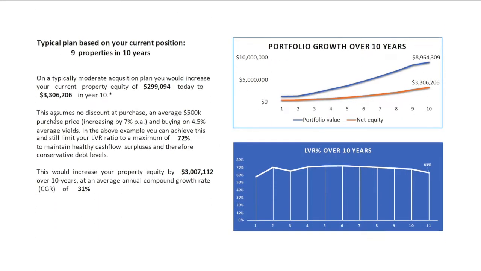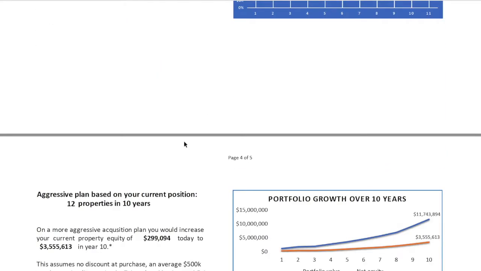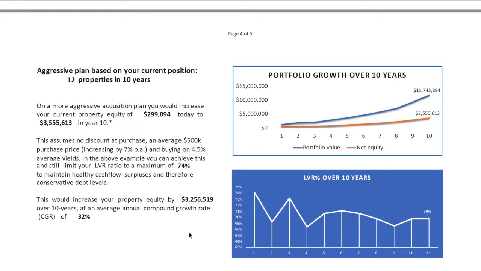A typical plan would be 9 properties in 10 years with her starting position today, and again, maximum LVRs of 72% along the way. And on an aggressive plan, Mary might have the potential to buy 12 properties in 10 years. Unlike John, because she can purchase early, she gets the benefit of higher growth over the longer term with her portfolio, and despite starting in a weaker position in terms of equity, she can still get to a pretty similar level to John, because she's got a balanced portfolio to start with and can invest regularly in the early years as well.